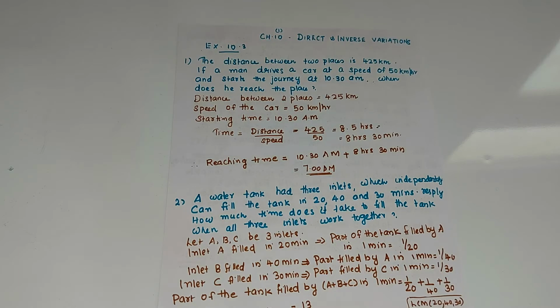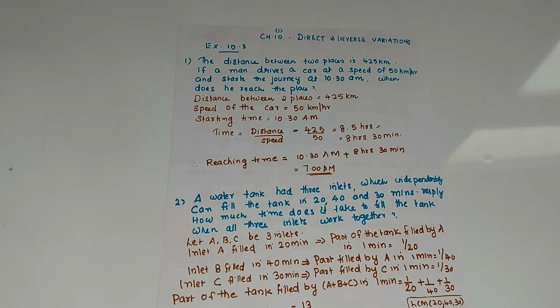So let A, B, C be 3 inlets. Inlet A fills in 20 minutes, so part of the tank filled by A in 1 minute is equal to 1 by 20. And inlet B fills in 40 minutes, so part of the tank filled by B in 1 minute equal to 1 by 40. And inlet C fills in 30 minutes, so part of the tank filled by C in 1 minute equal to 1 by 30.